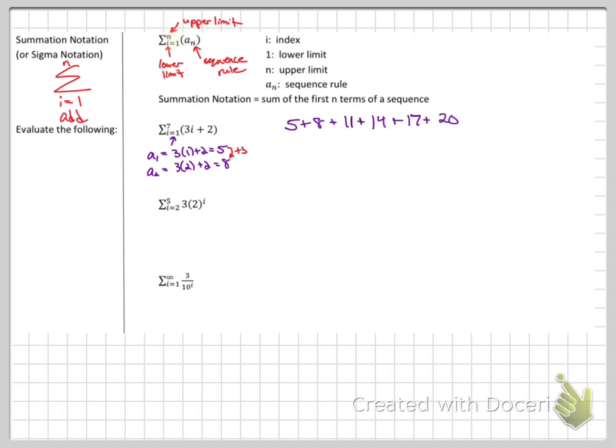Well, now let's make sure we have them all. It was 1 through 7, right? Our bottom limit was 1. This is a1. That's 2, 3, 4, 5, 6. Nope, I don't have enough. Plus 23. That would be a7. So you find all the terms from the lower limit of your index to the upper limit of your index, and then you add them up. So get a calculator and add those together. I got 98.